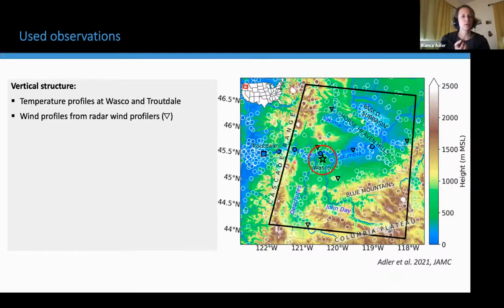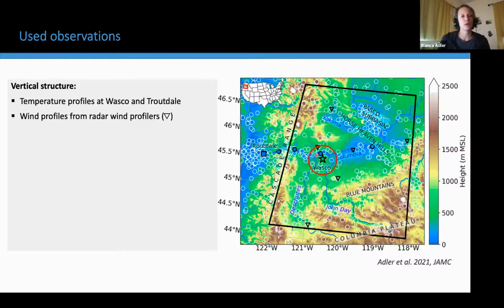For temperature profiles, we used physical retrieval to determine the temperature profiles, and we did this at 2 sites. One was here in the Columbia River Basin, indicated by this red circle, and the other station was at the exit region of the Columbia River Gorge. Today I will only focus here on the station in the center of the basin.